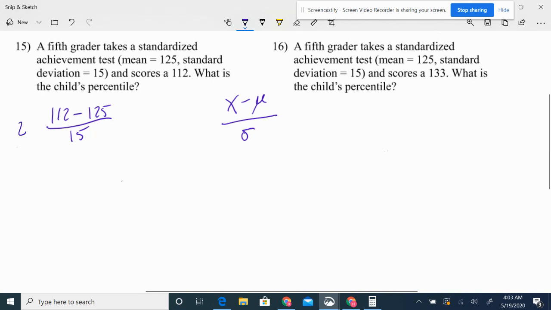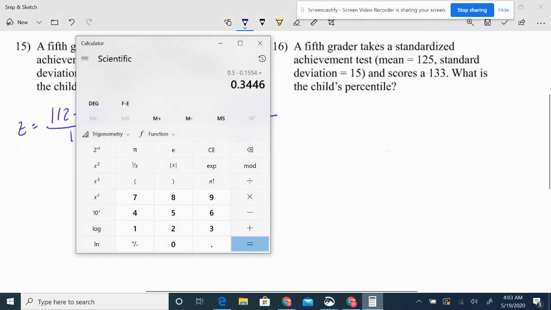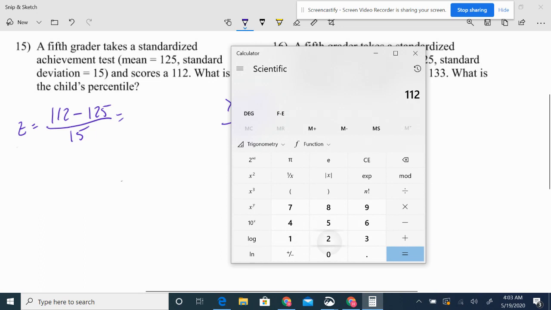As a matter of fact, I even go here, Z equals that. So I'm just going to go 112 minus 125 divided by 15. I'm going to run it to 2 decimal places. So it gives me negative 0.87.